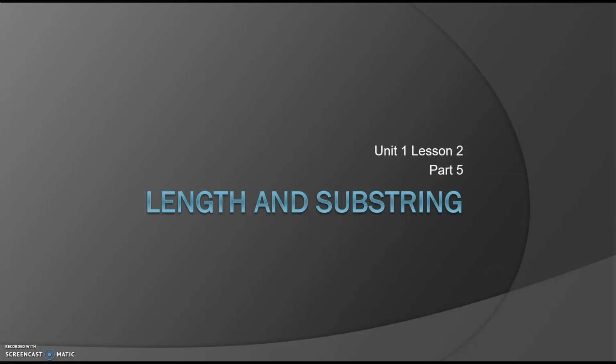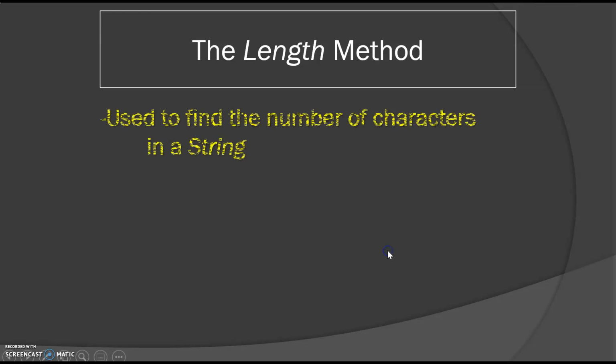Hello, today's lesson is using length and substring as a method to the string variable. What is the length method? The length method allows us to see how many characters are in a string. So if the word is jump, the length would be 4.